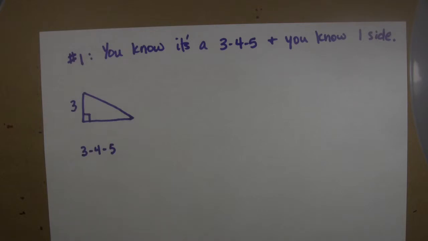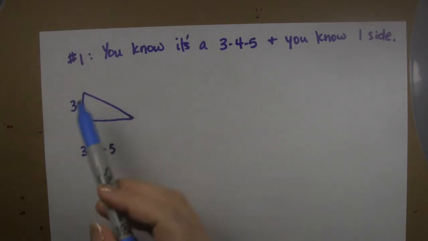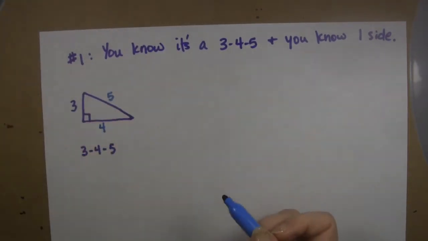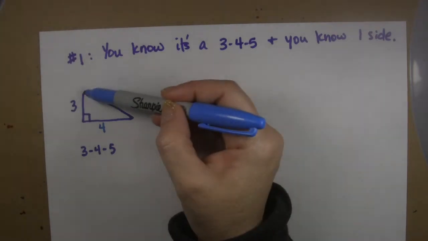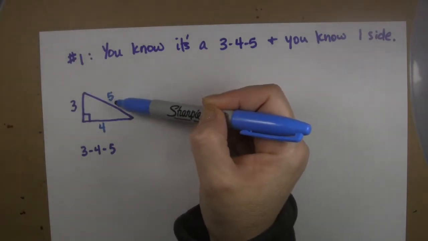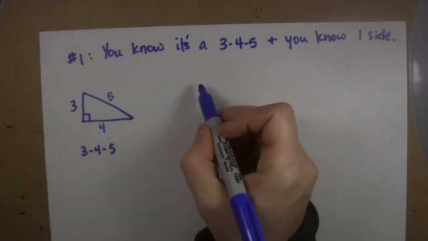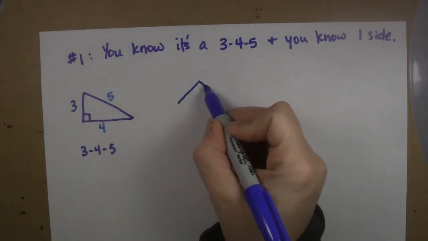Okay, well this isn't that hard because we know it's a 3, 4, 5 triangle. We see the 3, so we know that this just has to be a 4 and a 5. Make sure that your hypotenuse is always the longest one, which is 5. Okay? Or I could give it to you like this.